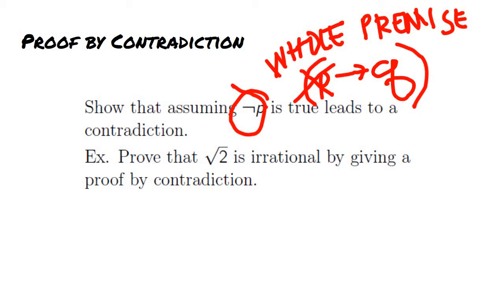For example, prove that square root of 2 is irrational by giving a proof by contradiction. The whole premise here is this one: square root of 2 is irrational. As you notice, this is no longer an implication. This is just a statement that square root of 2 is irrational, because proof by contradiction is, after all, not dependent on implication, unlike the previous ones, direct proof and proof by contraposition, which are very much patterned with respect to an implication.